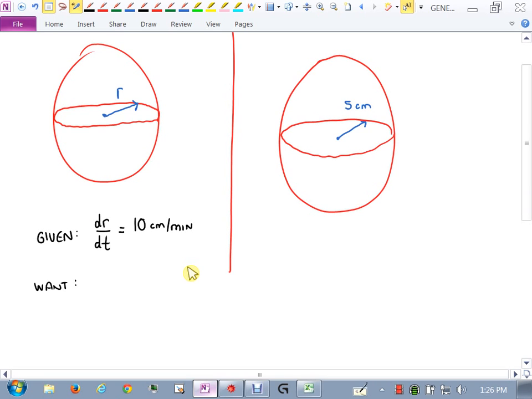What is it that you want? Find the rate. So I want a derivative, right? Find the rate at which the surface area is changing, so I want the change in area with respect to time. When do I want that? At exactly the moment when the radius is 5 centimeters. I'm given the rate at which the radius is changing with respect to time. I want the rate at which the area is changing with respect to time, exactly at the moment when the radius is 5 centimeters. I think that's probably good as far as our pictures, what we're given, and what we want.